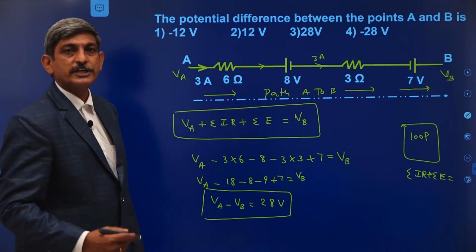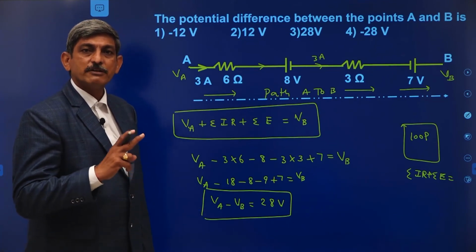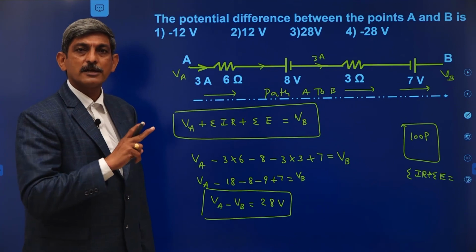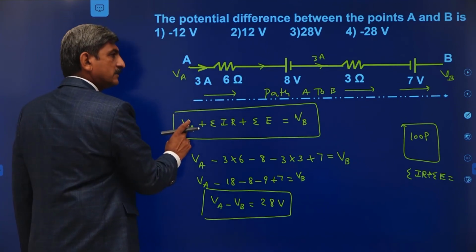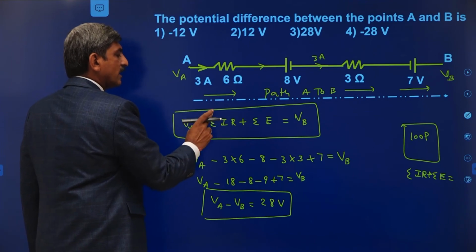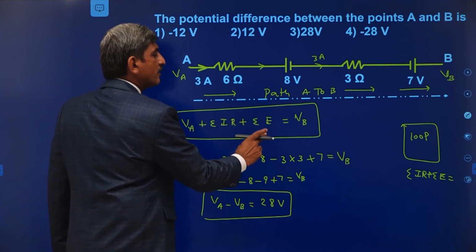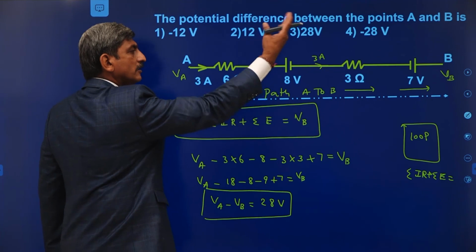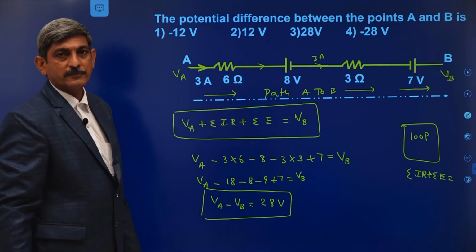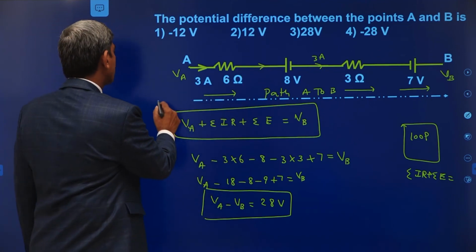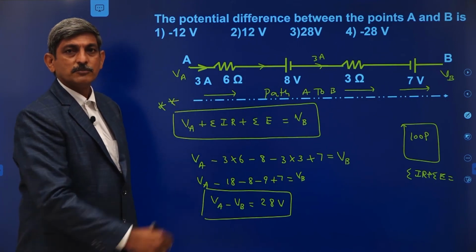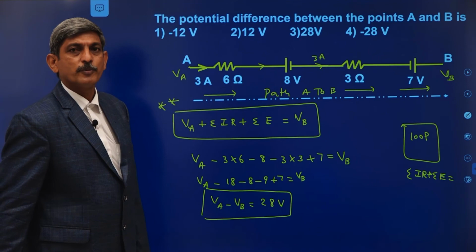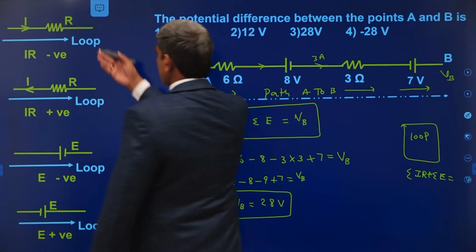This is the way to determine the potential difference between 2 points along a path. The potential at point A plus the algebraic sum of the potential drops and EMFs is always equal to the potential at the end point of the path. So this is the basic concept to be remembered whenever we want to find the potential difference between 2 points. Here also we apply the same 4 rules.